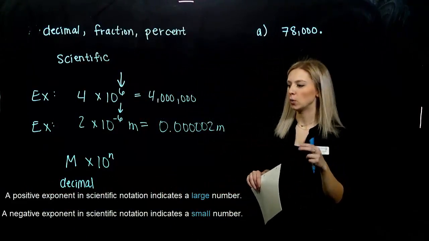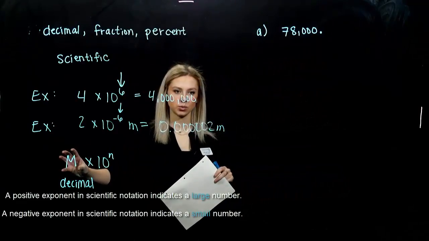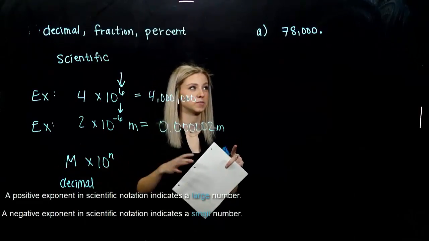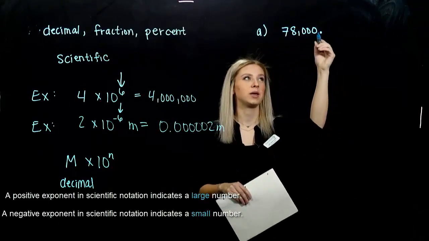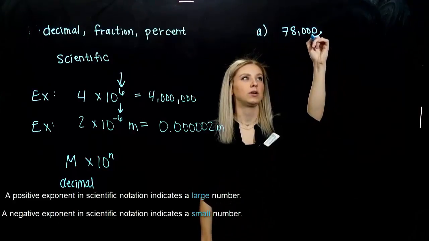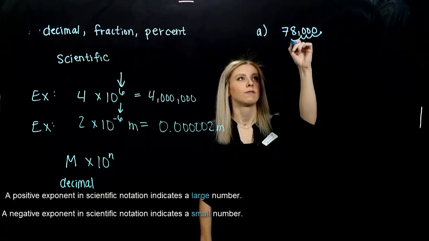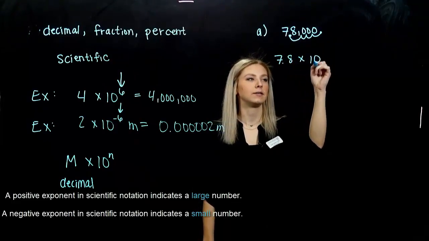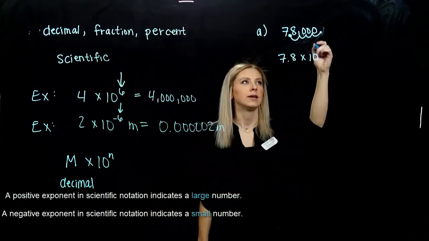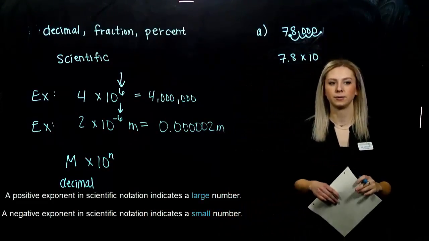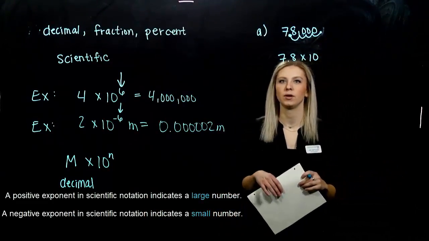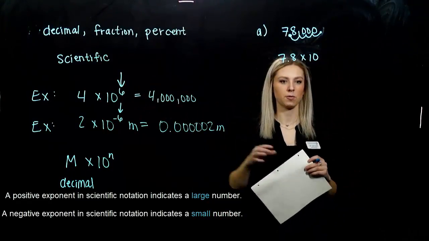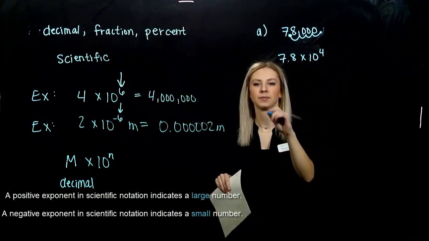So we have to look. In order to get a number between 1 and 10, how do I have to move the decimal? Which direction? To the left, how many decimal places? 1, 2, 3, 4. So I'm looking at 7.8 × 10. It's always base 10. And how many factors of 10 do I have? And in which direction do I need to move? So when the decimal is here, I need to move it to the right. I need to make a bigger number. So my 4 needs to be positive.